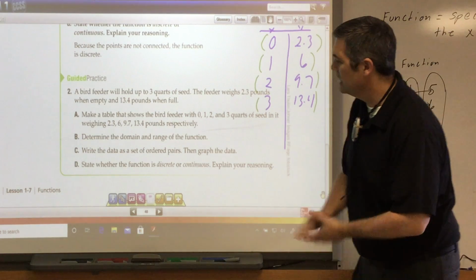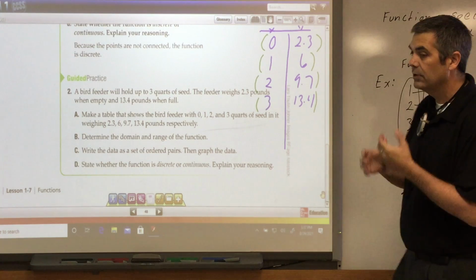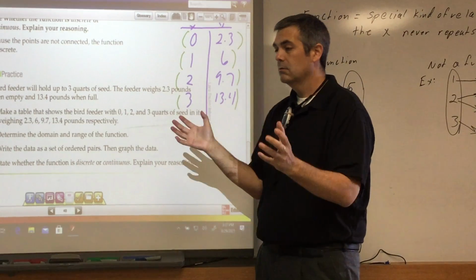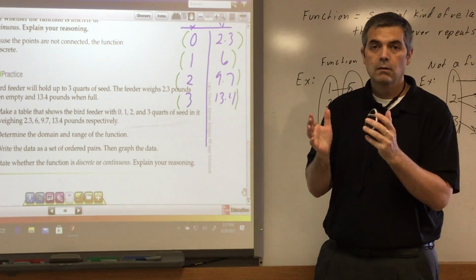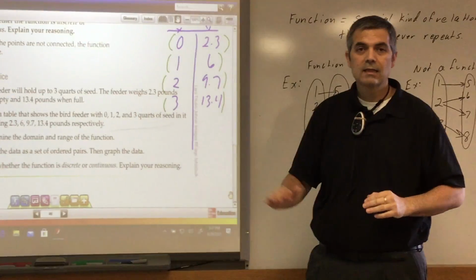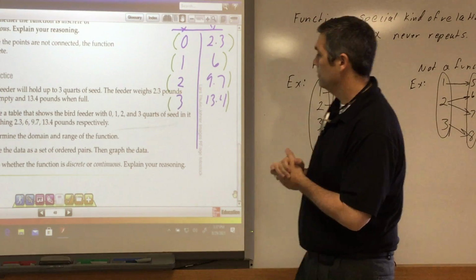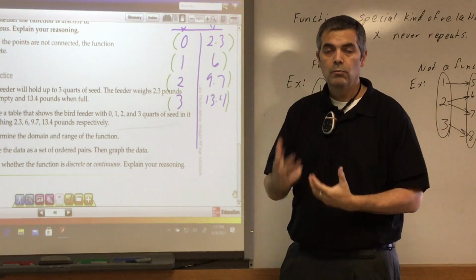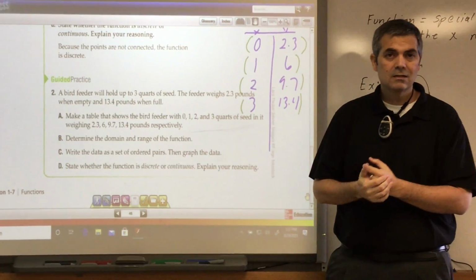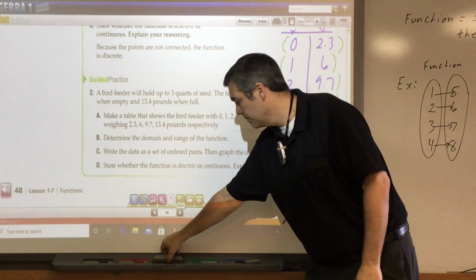Okay? And then it says, state whether the function is discrete or continuous, explain your reasoning. Well, this is continuous. Right? It's not just a random set of ordered pairs. These go to what's happening up here, so you're going to connect these. Okay? That makes it continuous when you can connect them. So that's what you're looking at here when you're going through this. Okay? So be sure you can tell the difference between something that's continuous and something that is discrete.